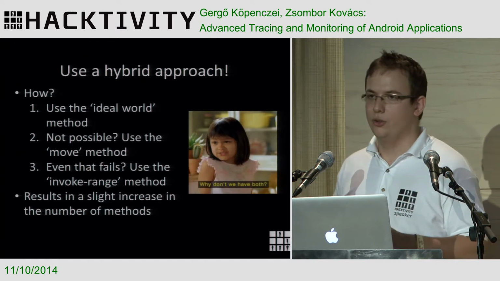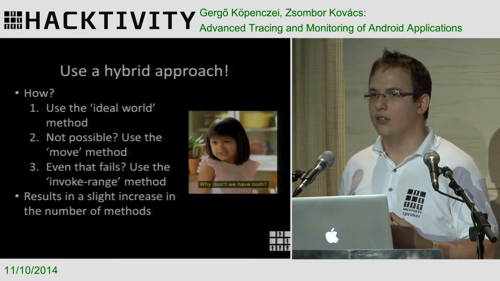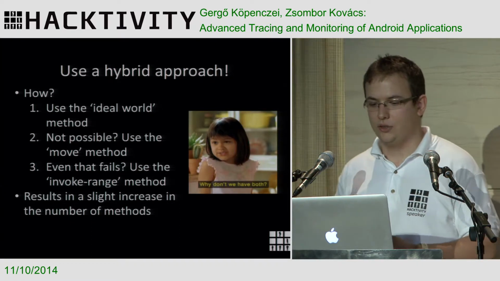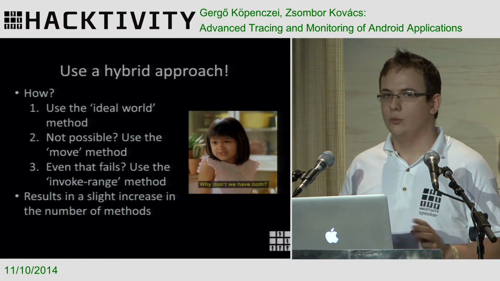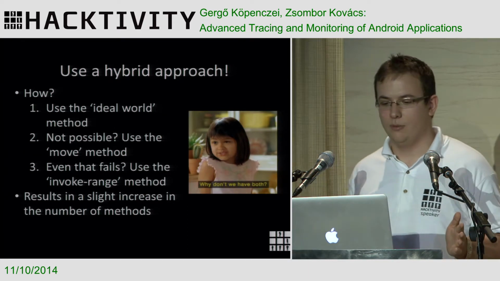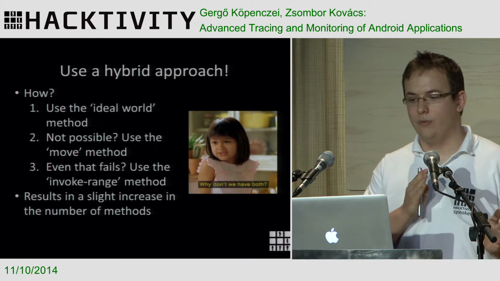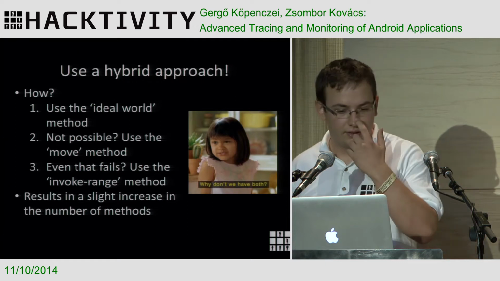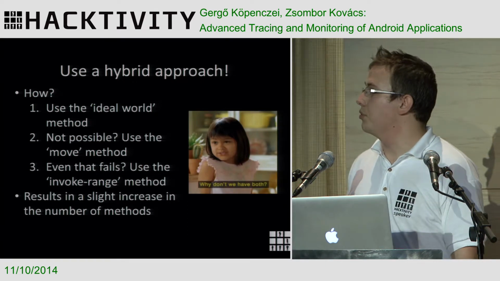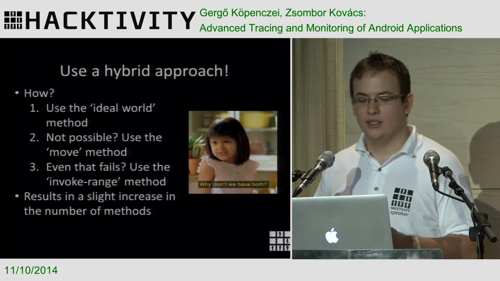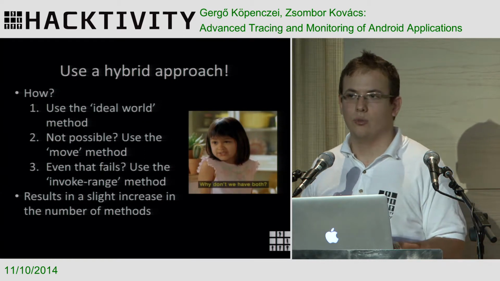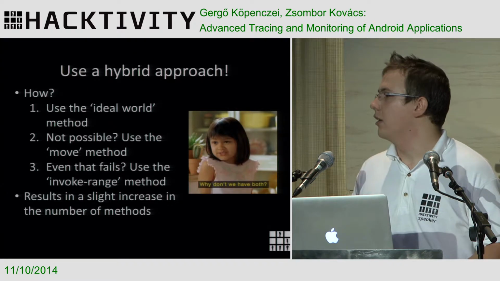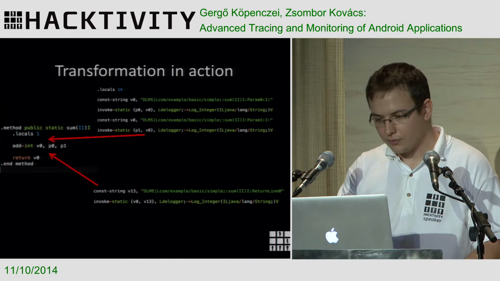So what we basically do, whenever we can do the ideal method, so just increase the locals, then we increase it, and everything is just peachy. If that's not possible, then we move it. That can only be used at the beginning of methods. And even if that fails, then there is the invoke-range approach. This results in a slight increase in the number of methods, but it's not so bad. So eventually this whole thing is working as we expected.